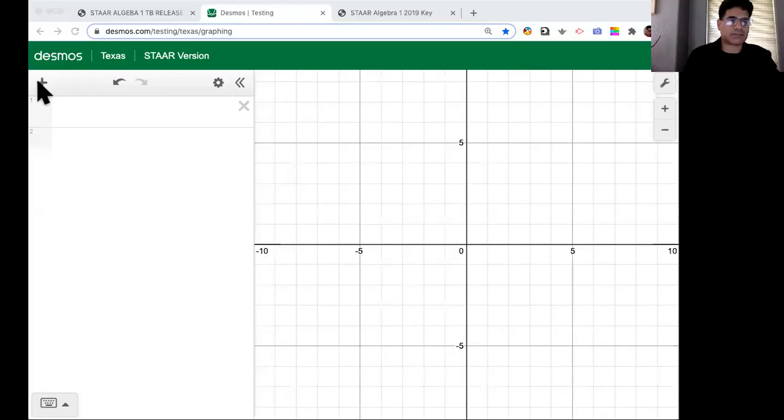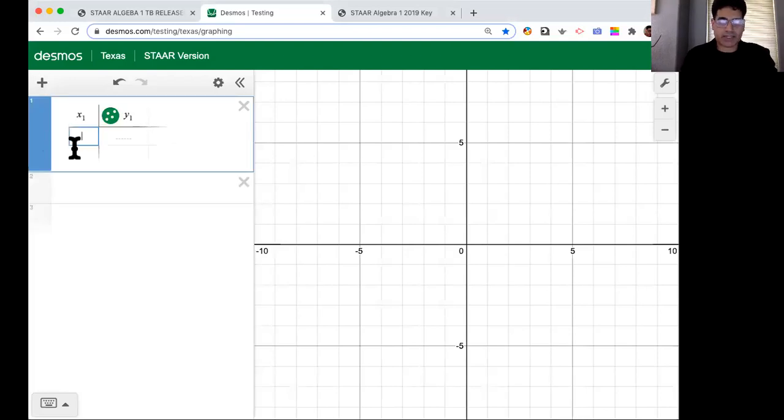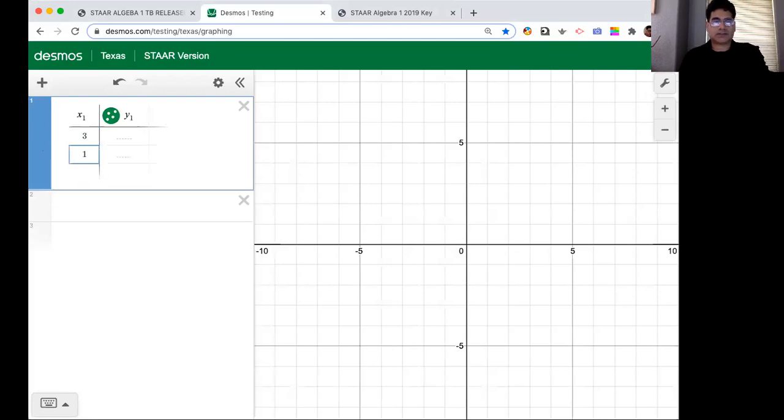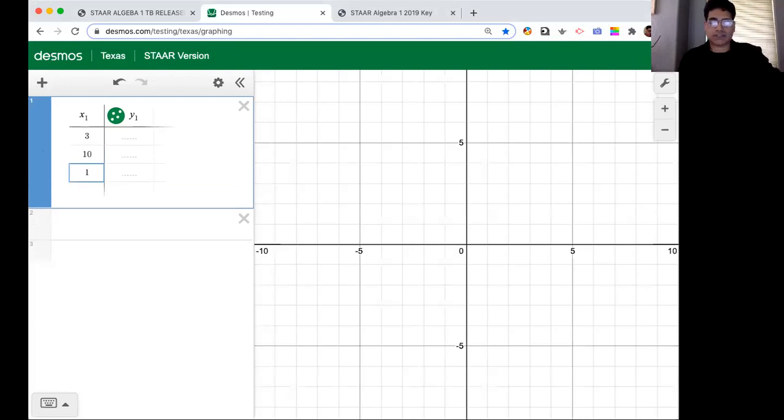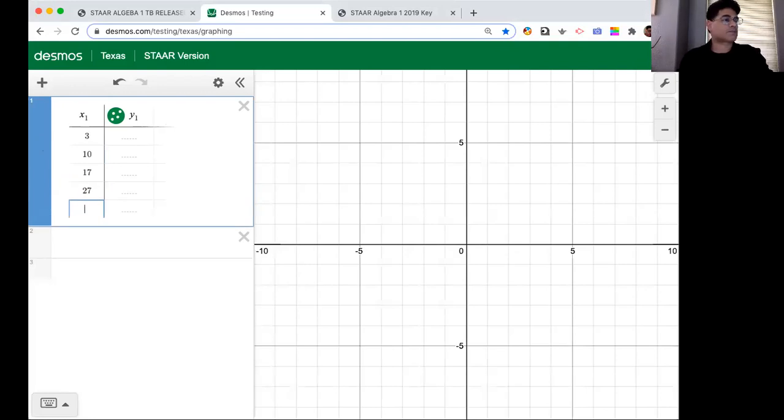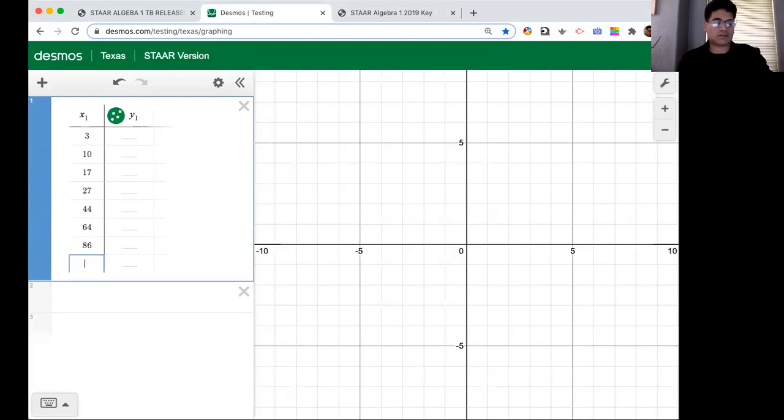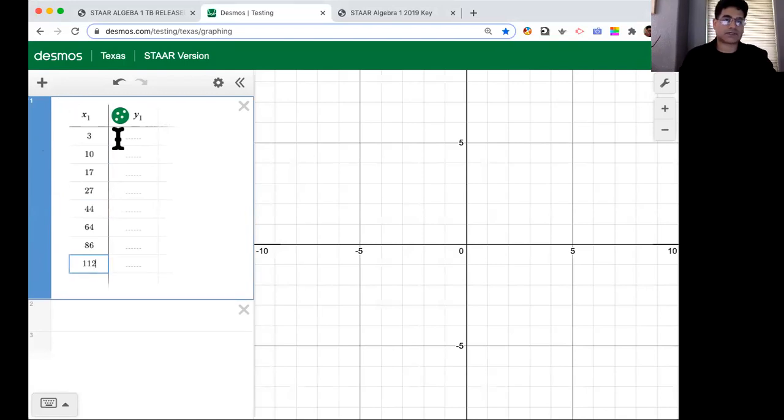We have a plus sign here, and we're going to use that to create a table. In my X's, I'm going to use 3, 10, 17, 27, 44, 64, 86, 112. That's the text messages.